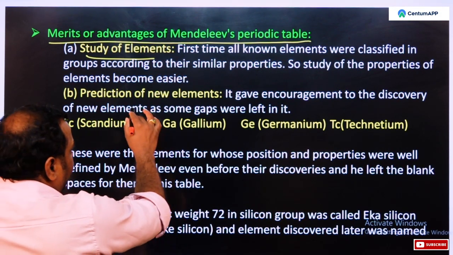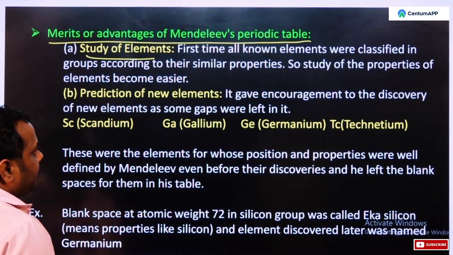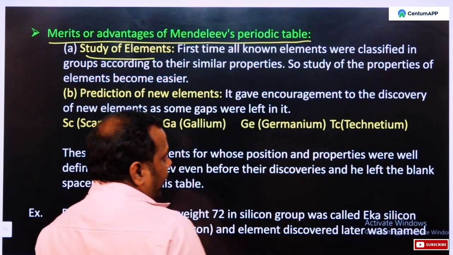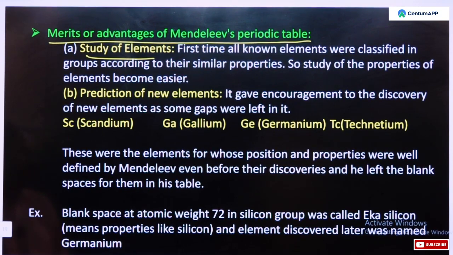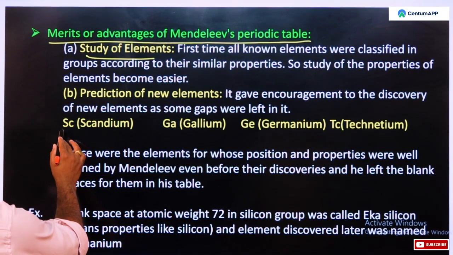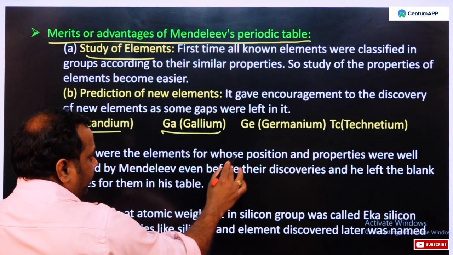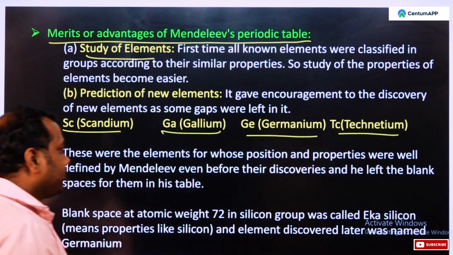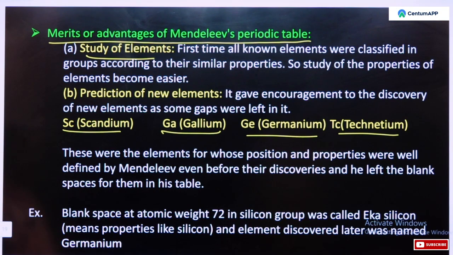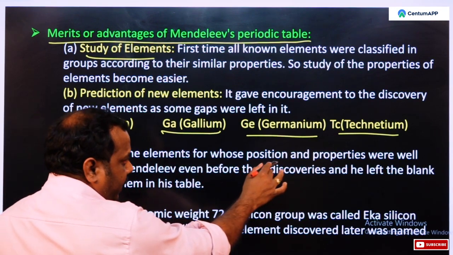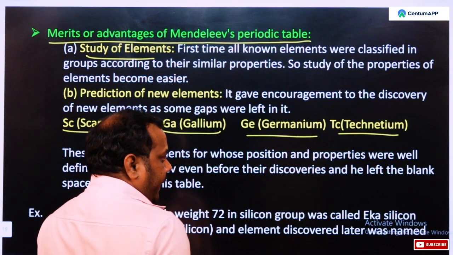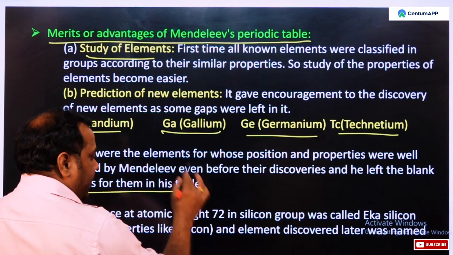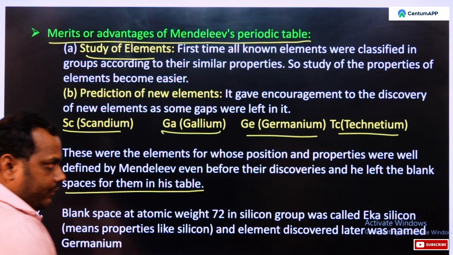Next point, prediction of new elements. It gave encouragement to discover new elements, as some gaps were left in it. What are the gaps? The missing elements are scandium, gallium, germanium, technetium. These were the elements whose position and properties were well defined by Mendeleev even before their discovery, and he left blank spaces for them in this table.